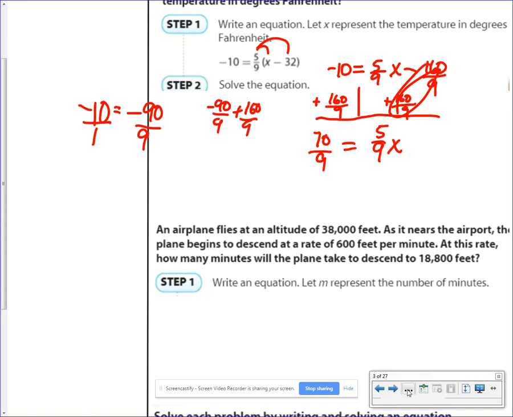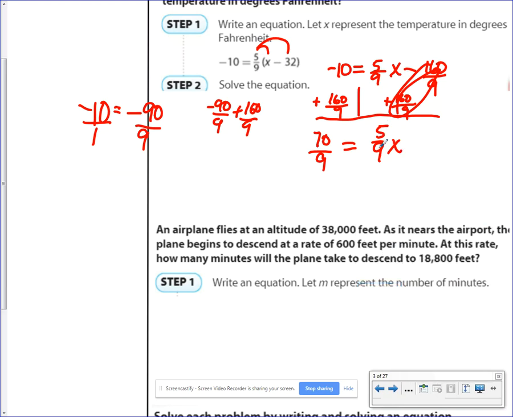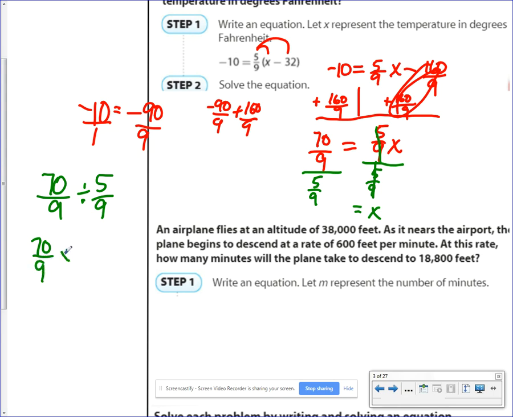Okay, now in theory, typically what we say is undo. Since I'm multiplying x by this fraction, you need to divide by this fraction. Now, thanks to technology and the beautiful calculators that you have, you can take 70/9 and divide it by 5/9, and you just get an answer. I'm saying in the olden days, we would have said, oh, well, dividing by a fraction means multiply by the reciprocal, and this problem is not that bad.